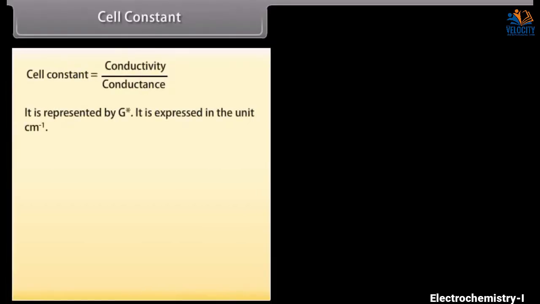Cell constant. Cell constant is equal to conductivity upon conductance. It is represented by G*. It is expressed in the unit centimeter inverse.